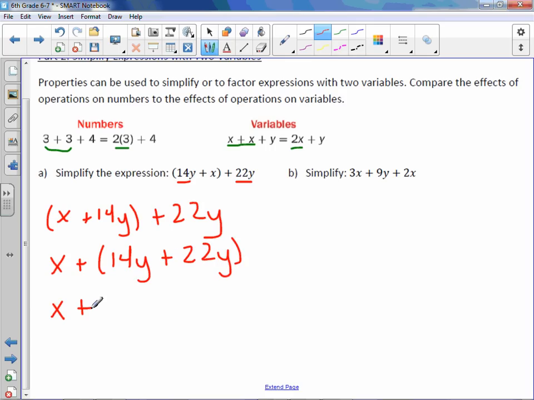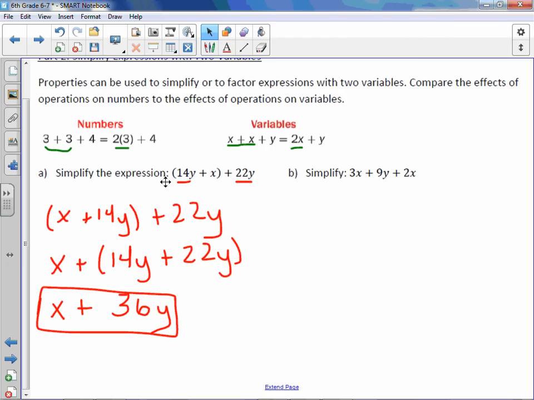And I can add those together because they are like terms. So 14 yo-yos, for example, plus 22 yo-yos is 36 yo-yos, or 36y. X and y are totally different amounts, so I don't know. Well, they could be the same amount, but I don't know that. I don't know what amounts they are, so I cannot combine them or add them. So it would just stay as x plus 36y.